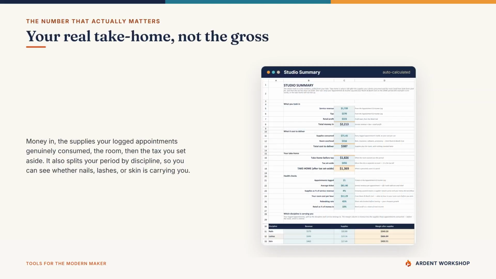Log your appointments, and the workbook already knows what each one consumed. So your studio summary shows what the week genuinely earned you, not the gross that rang through the card reader. Money in, the supplies those appointments burned, the room, then the tax you set aside. It even splits your month by discipline, so you can see whether nails, lashes, or skin is carrying you.